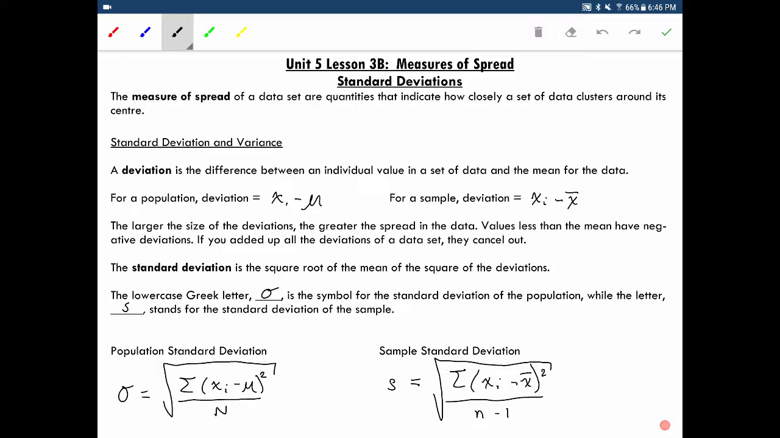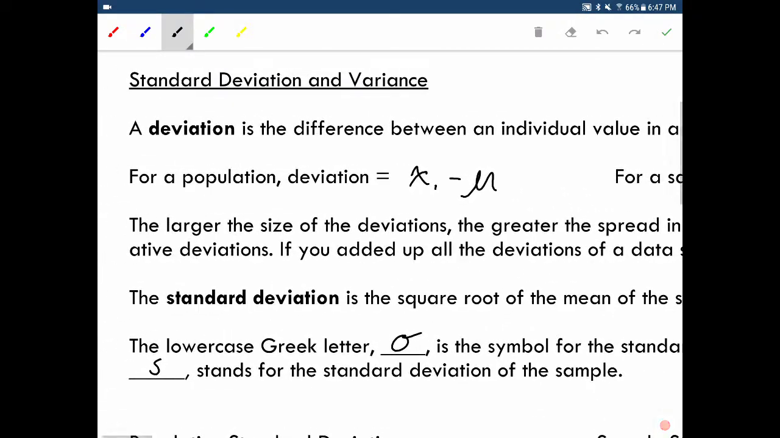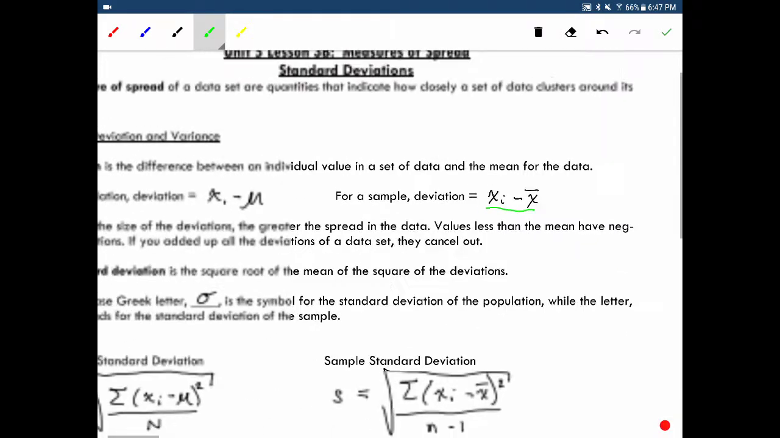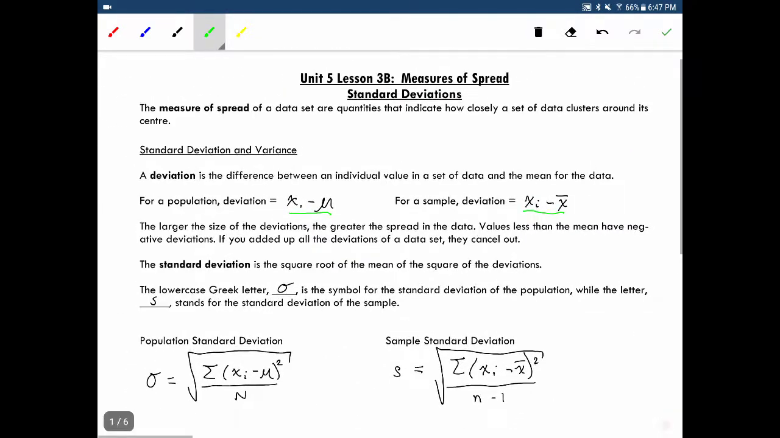Okay, so what a deviation is, because we're talking about the standard deviation, is the difference between the individual value and the mean for the data. So it's a simple subtraction. You can see I've already filled this out because I messed up my first video. You just take the piece of data here, and you subtract the mean. Now, it says for a population, and then over here we've got it for a sample. It's exactly the same, of course. It's just that we're using different notation. For this, there is no other difference than that.